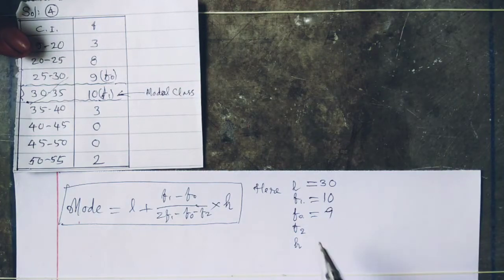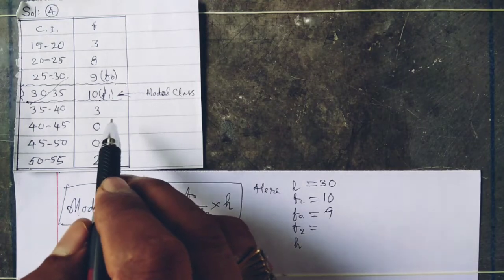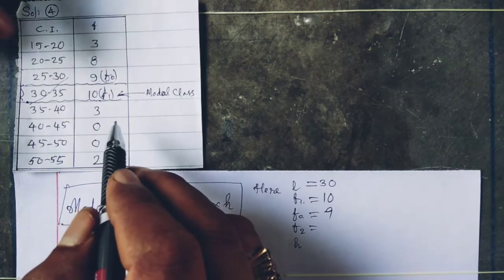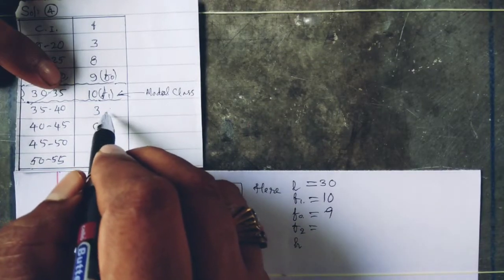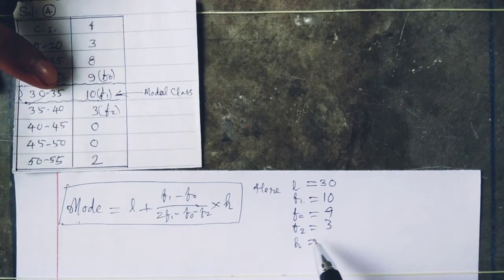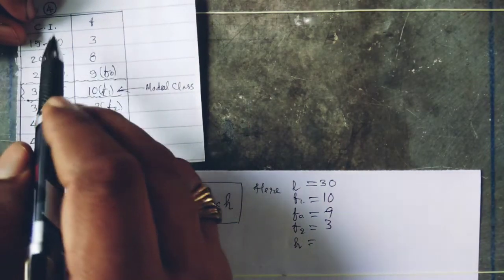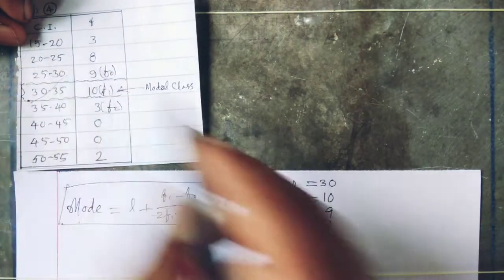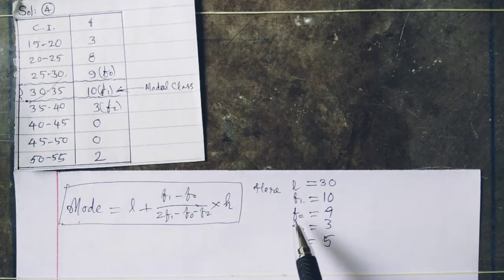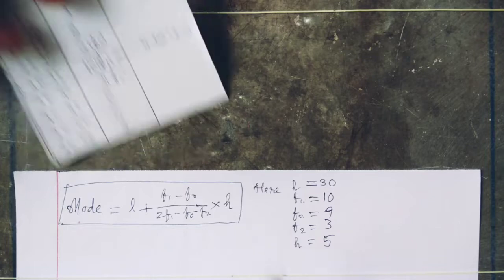Next, F2. Frequency of the class succeeding the model class. So this is F2, 3. And height of the class, difference of lower limits, 20 minus 15, 5. So these are the values to substitute in this formula, then we can get the mode.